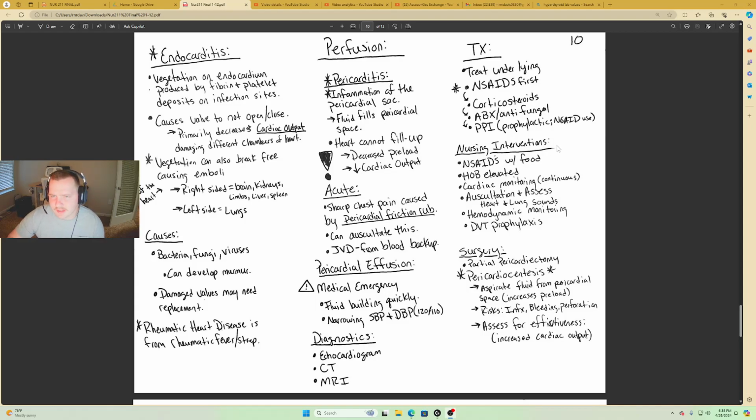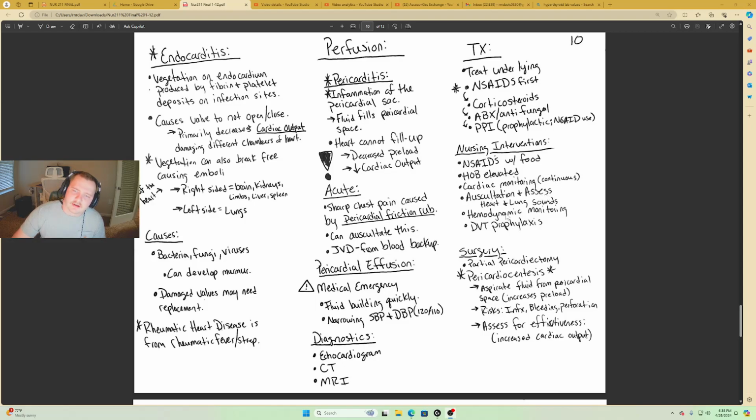So nursing interventions you can take: administer the NSAIDs with food to decrease that peptic ulcer risk or gastric difficulties or problems. You also want to keep the head of the bed elevated. That way it'll take some pressure off of them and allow them to breathe, and you also want to put a cardiac monitor on them. They should be continuously cardiac monitored, but that's not always the case. You just want to have that cardiac monitoring in place.